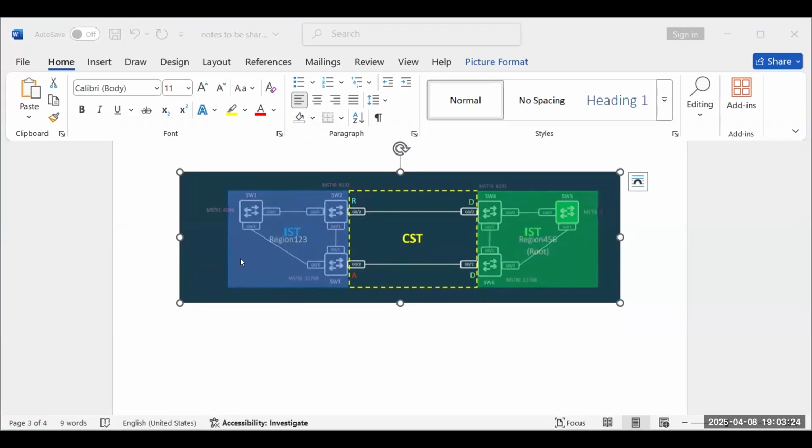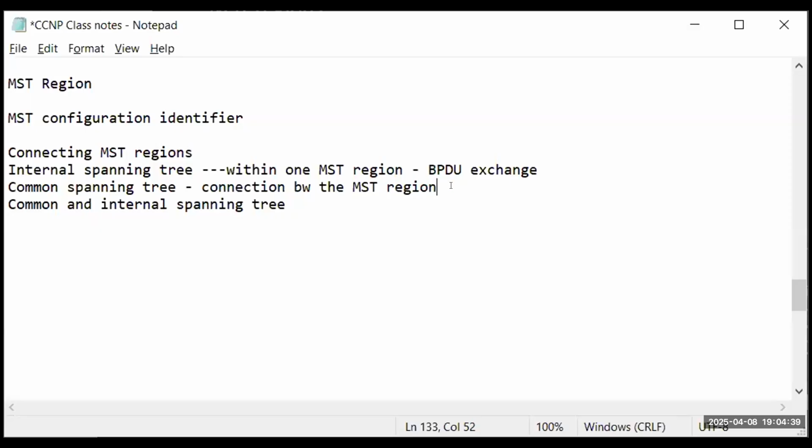Can you repeat the definitions? I'll just make a note of it. Okay, IST. IST is a special MST instance that runs on each MST region, or it runs within the region. This is the connection within the MST region.